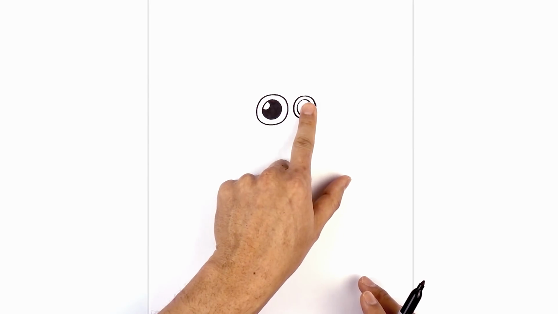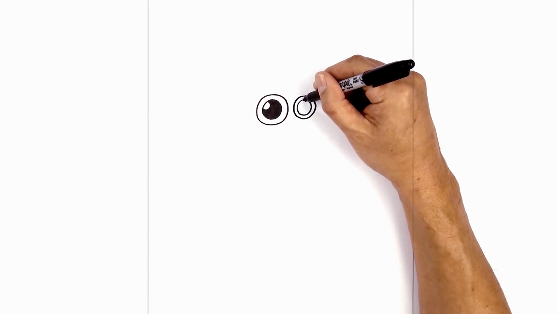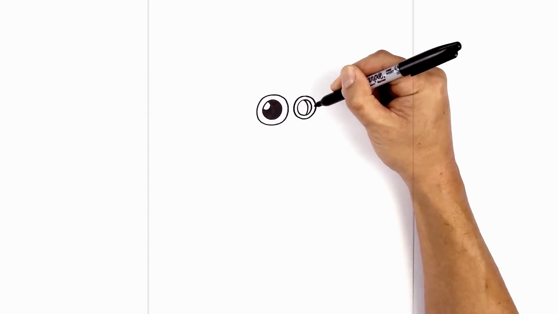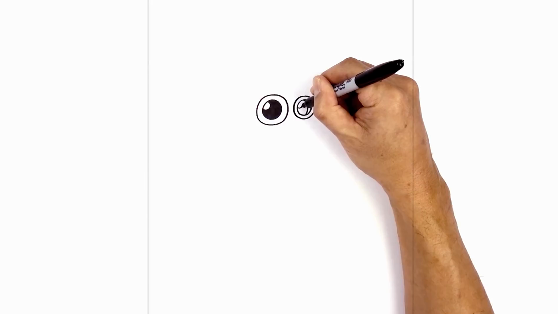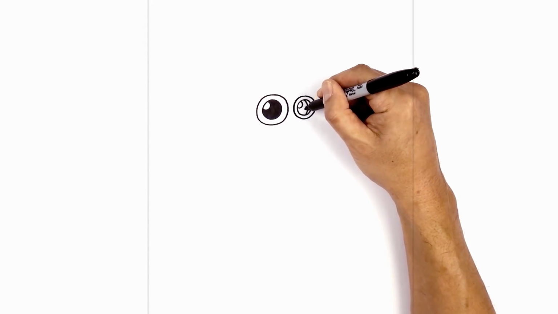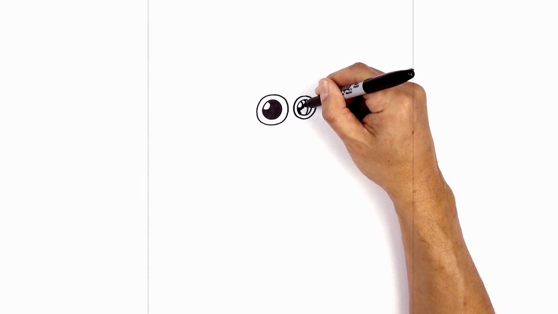Now we want to push the pupil over towards the left. So I'm going to start at the top and draw a curve coming down towards the bottom to create a little trim on the right side. Now I'm going to draw that little half circle for the highlight, going around. And then we're going to fill the inside of the eye in black.